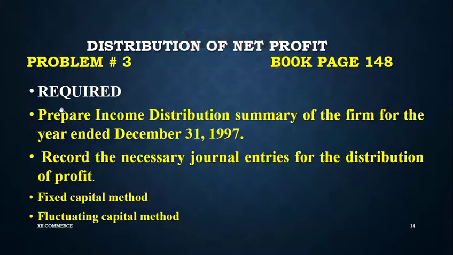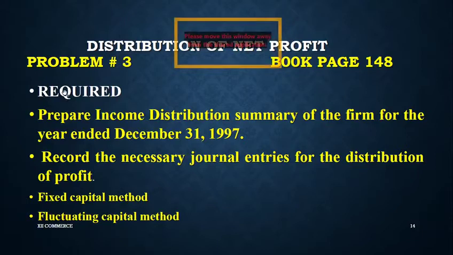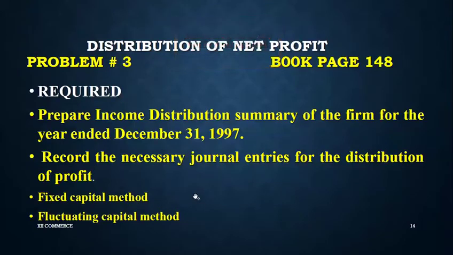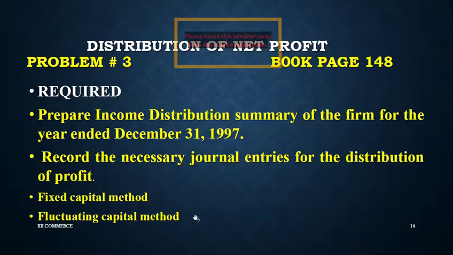This is your required part, जिसमें से आपको exam में बहुत अच्छे नंबर मिलेंगे. So what you have to prepare to get good marks: you have to prepare the income distribution summary, and secondly you have to prepare the necessary journal entries for the profit and loss by two methods. They have given you two ways, by fixed and by fluctuating capital. If net profit is your answer, make the net profit entries by fixed and by fluctuating. If net loss is your answer, the net loss journal entry will be by fixed capital method and also by fluctuating capital method.